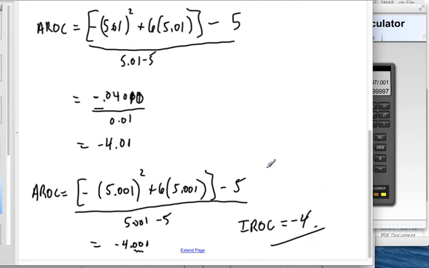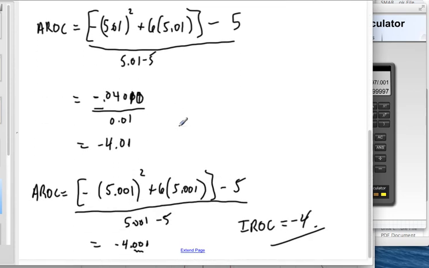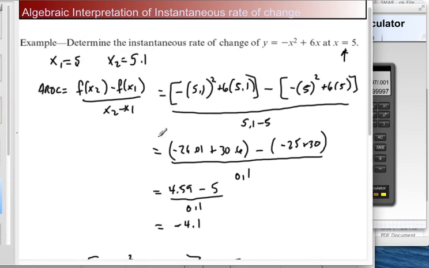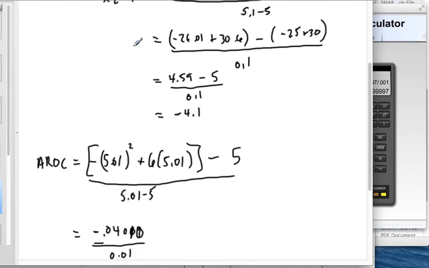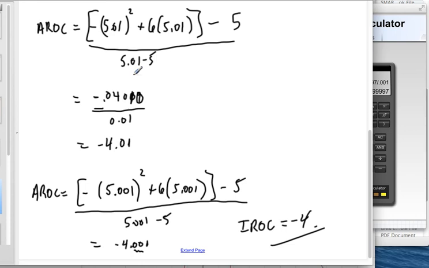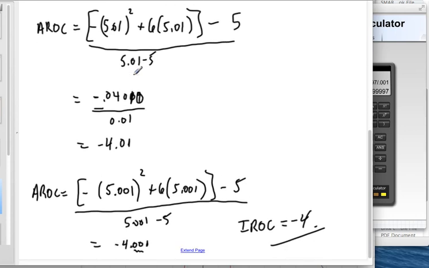That's how we do this algebraically. And notice I had to do 3 calculations in order to make this work out. Sometimes it takes more. My recommendation is get real close right away. If I had gone from 5, instead of using 5.1 right away, I could have gone right to 5.01, and I only really had to do it twice. Okay, so that's how we do average rate or instantaneous rate of change. Now you're going to practice.